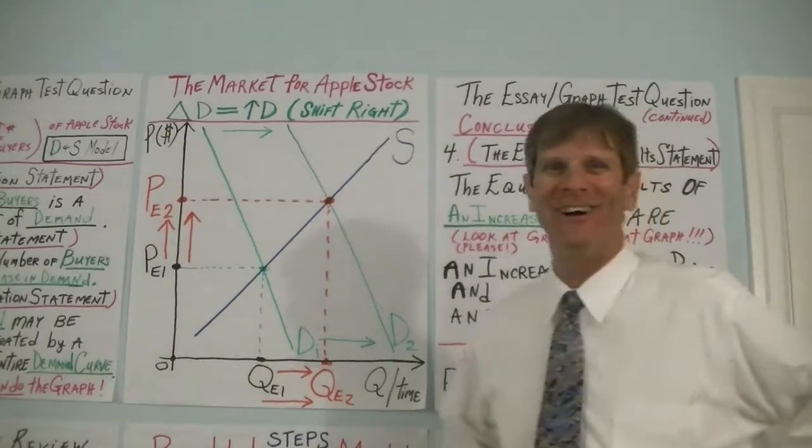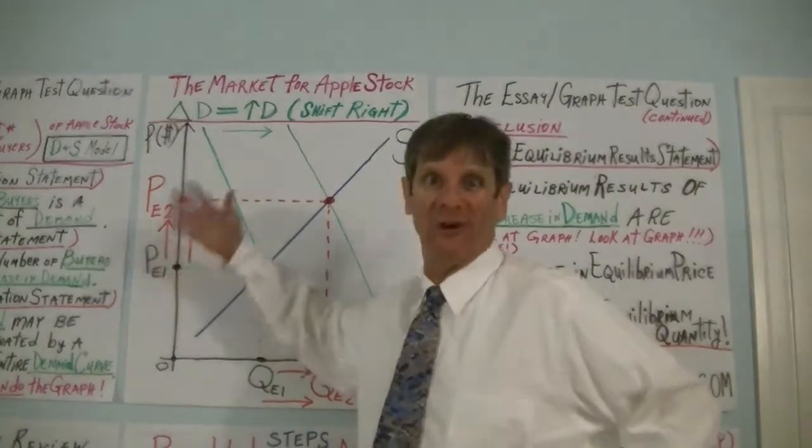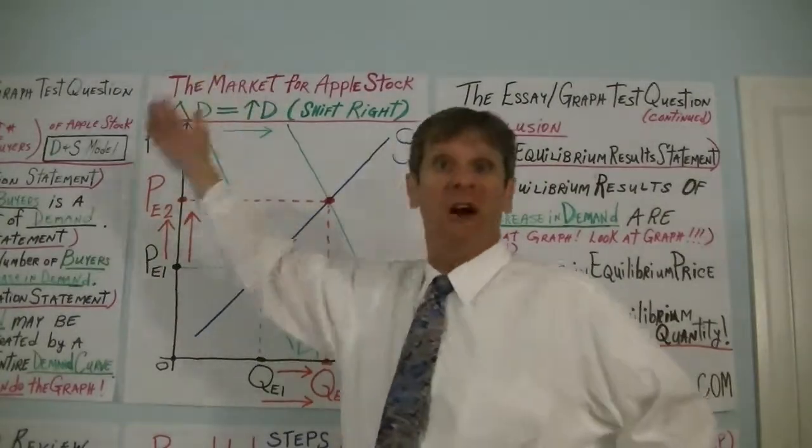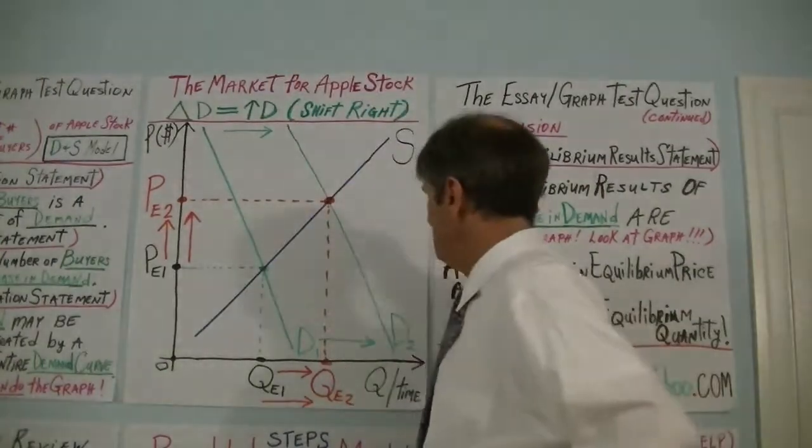The demand and supply model helps us understand why Apple's stock price might be going from 310 bucks over a period of months up to like 550 bucks or something like that. It even went as high as 644 at some point.